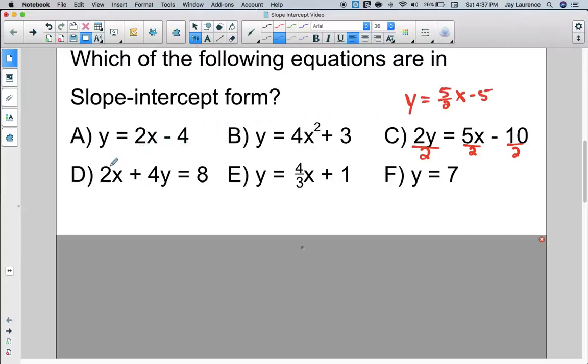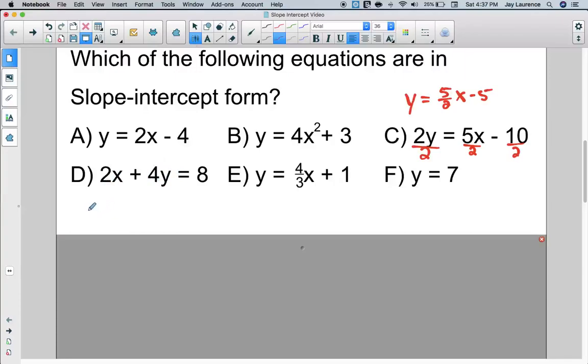D. The equation is linear. If you know your forms, you'll know what form D is in. It's definitely not slope-intercept form. It is linear, these are both 1s on the exponents. However, y is nowhere close to being isolated. To isolate it, go ahead, see if you can isolate it on your own.